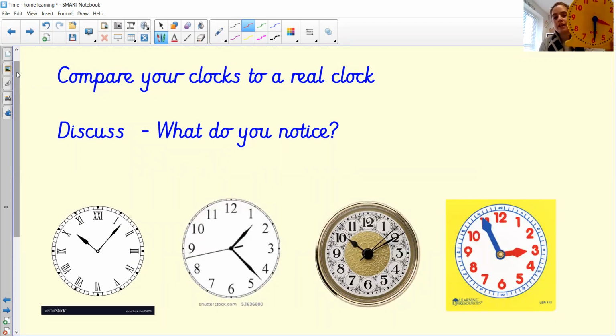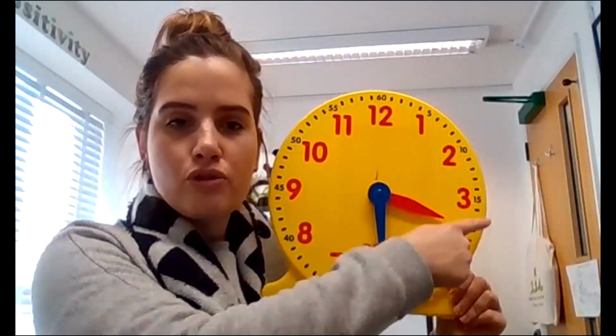What do you notice about my clock? If I stop my share here, what do you notice about my clock? That's right, there's a longer hand and there's a shorter hand, isn't there? And we've got 12 numbers that go round in a circle. Okay, let's go back to sharing my screen.